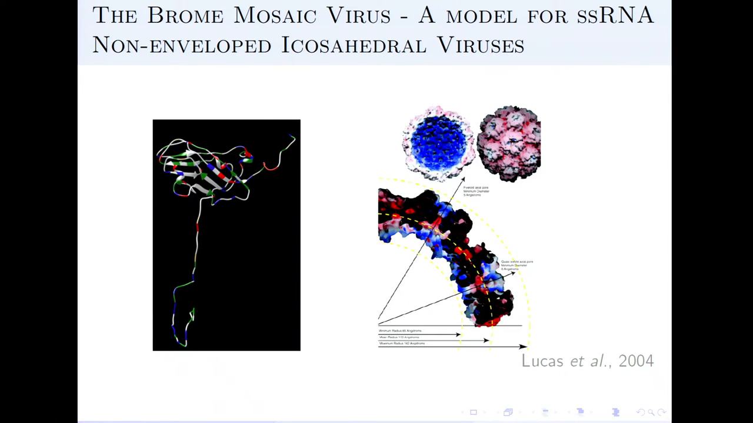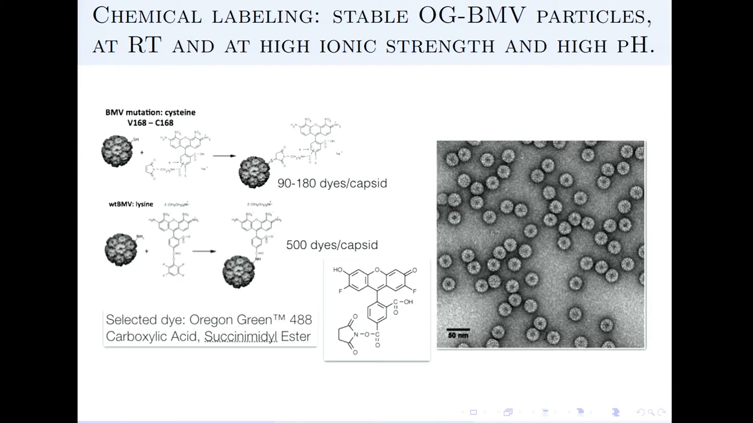Now, the type of system that we are going to use is our workhorse, the brome mosaic virus, T equals 3, 30 nanometer diameter capsid that can be self-assembled around nanoparticles and keep its structure the same. It can be conjugated by established techniques with chromophores. These established techniques are depicted here in this cartoon.